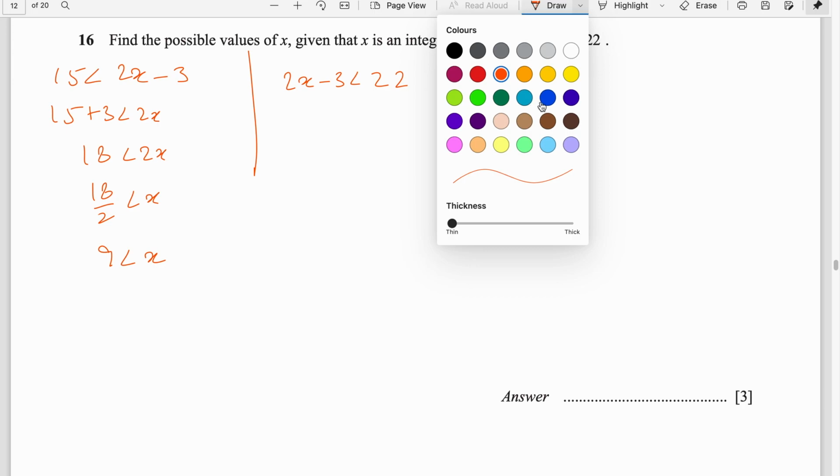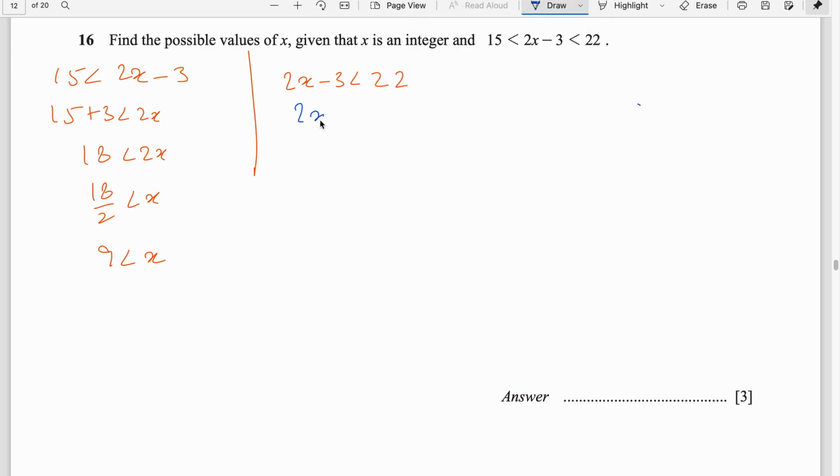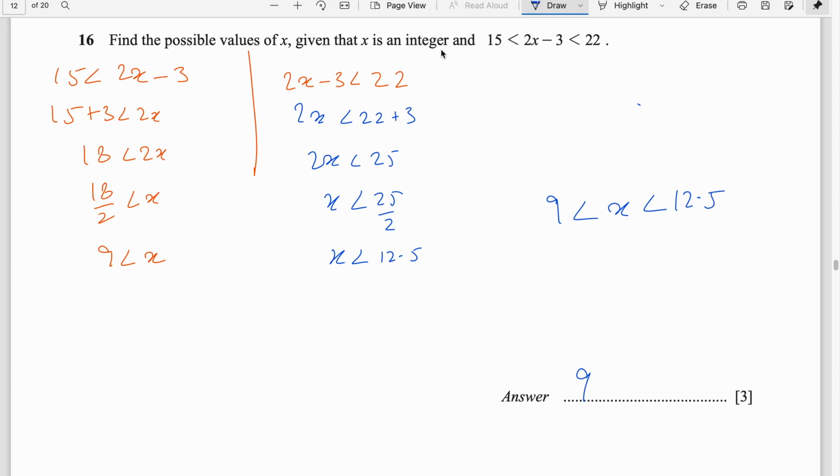On the other side, 2x is less than 22 plus 3. 2x is less than 25. x is less than 25 by 2. x is less than 12.5. So your answer is, it ranges between 9 and 12.5. Possible value of x if it is an integer. So it lies between 9 and 12.5. First number is 10, 11 and 12.